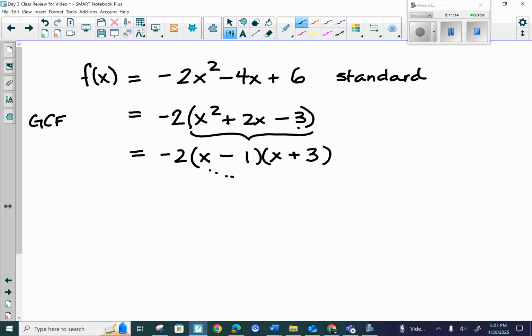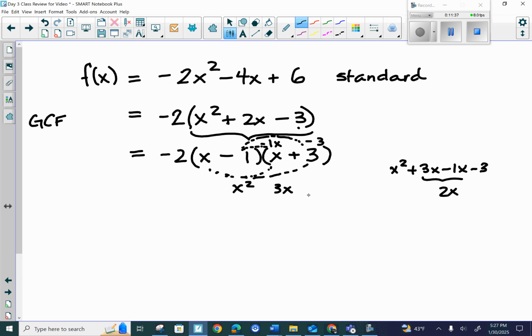Then when I multiply out, I have x squared, 3x, -1x, and -3. So x squared, just checking, plus 3x minus 1x minus 3, and so that's 2x. All right, that's what I wanted to get, is x squared plus 2x minus 3. I'm going to erase all this other stuff so it's kind of clear.